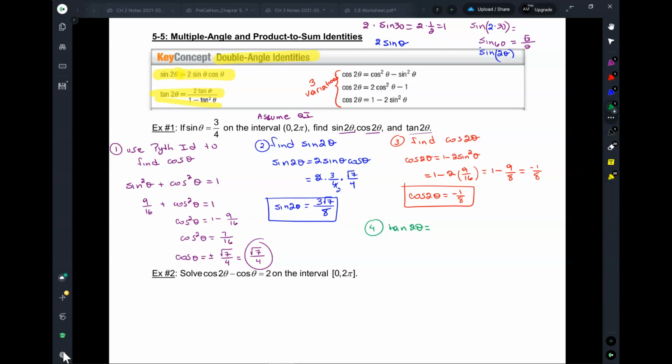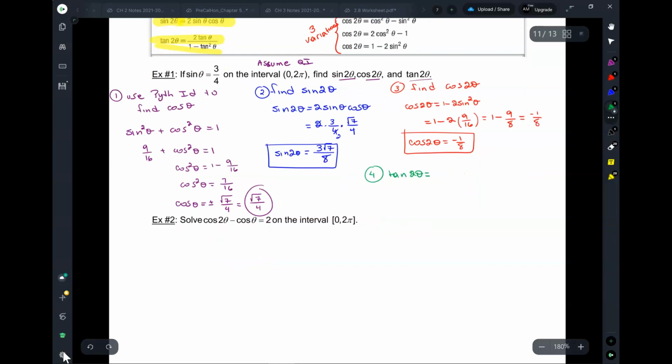So for tangent, you can either use this or you can say this is equal to sine of 2 theta over cosine of 2 theta. Please be careful. If this is a 2 theta, then those also have to be 2 thetas. So now this is 3 root 7 over 8 over negative 1 over 8. This is negative 3 root 7. And magically, even if you went with that formula, it would have been the same.